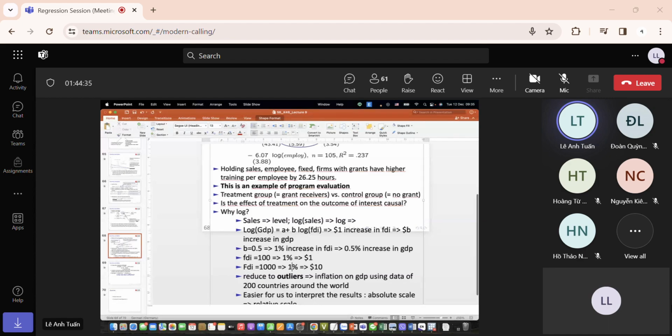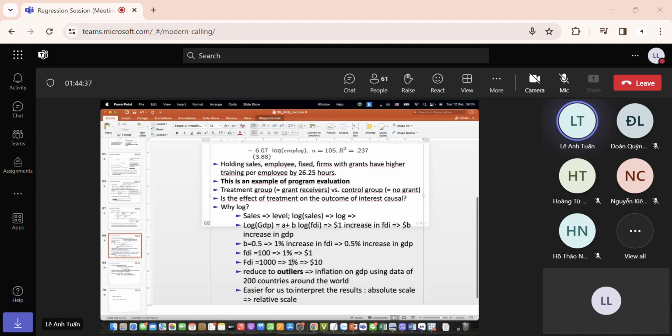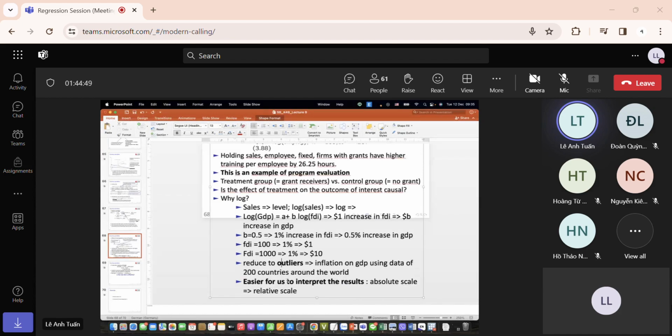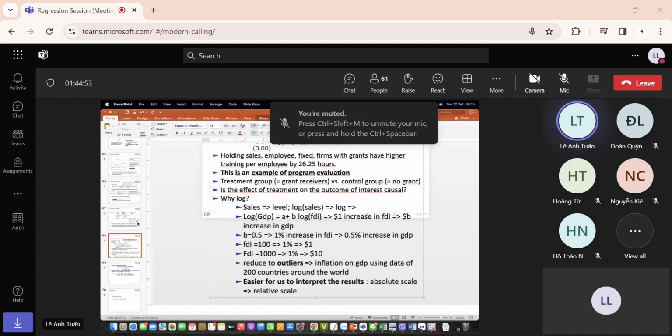And for the way you transfer from the absolute scale to the relative scale, we need to take a look at the log model. Actually, we have at least two reasons to take the log model. We reduce the outliers, and it is easier for us to interpret the result. And we have another reason.